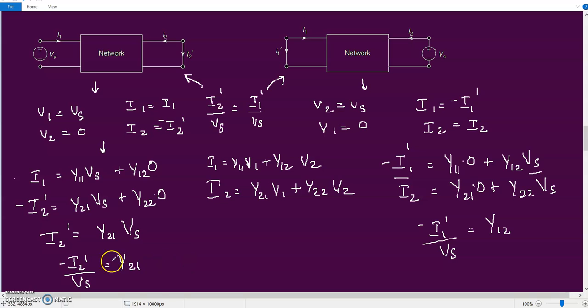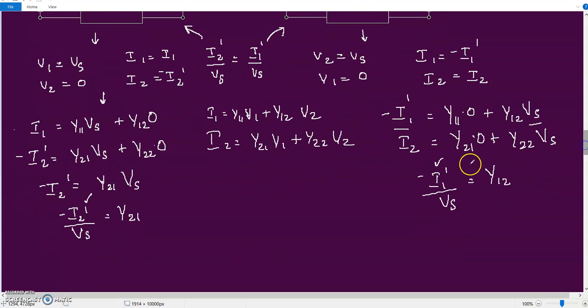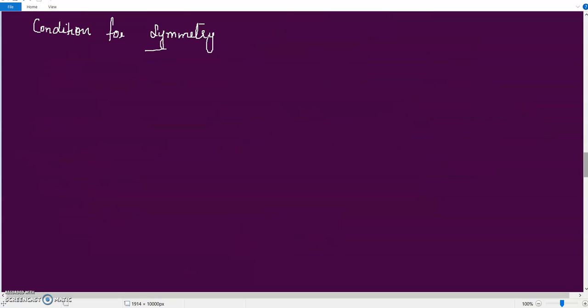So the condition for reciprocity is that this is equal to this. That means, in terms of Y parameter, we can say that Y21 is equal to Y12. If the Y parameters are given and if Y21 is equal to Y12, then we can say that the two-port network is reciprocal.